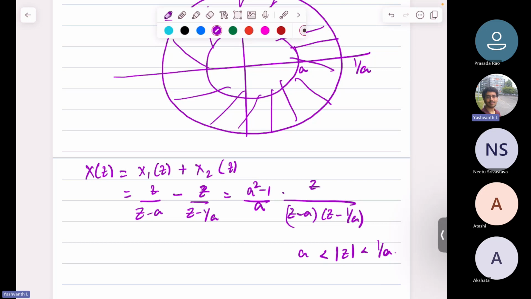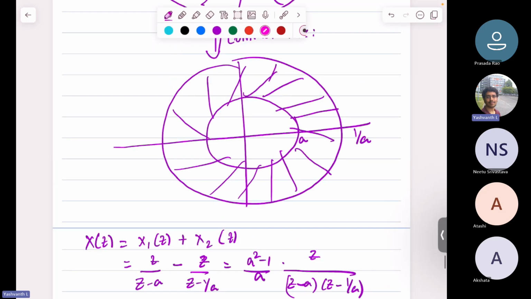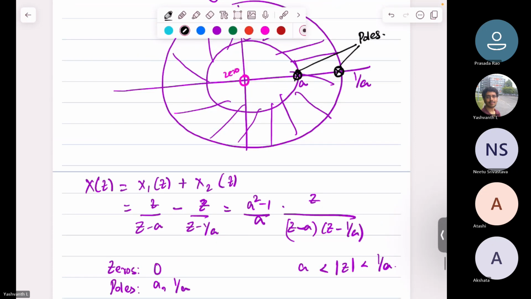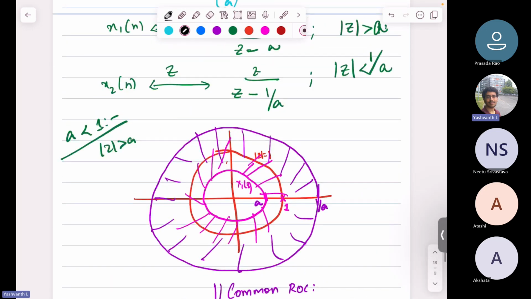So what are the poles? What are the zeros? First, tell me what are the zeros? Just 0. And poles will be A and 1 by A. So just mark them on this diagram. So this is a 0. And these are the poles. Is it clear? Yes, sir. Okay.